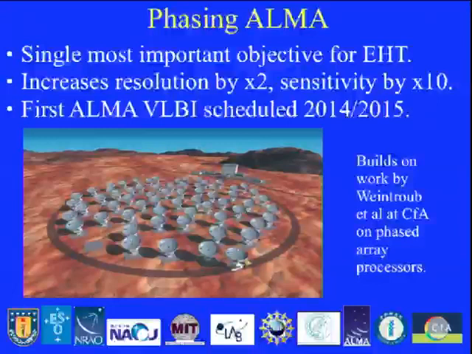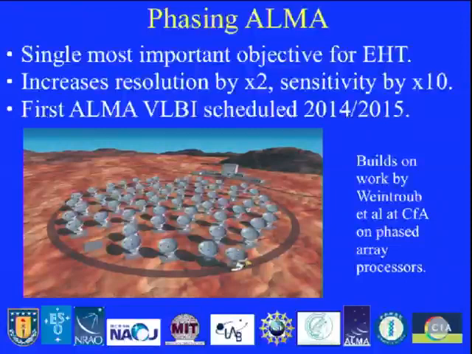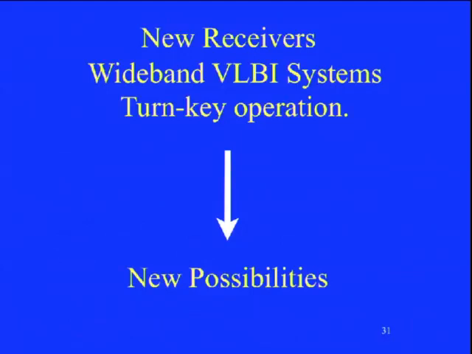So phasing ALMA is the most important objective right now for the Event Horizon Telescope. It increases our resolution because of the longer baselines by a factor of 2, but it really explodes the sensitivity by a factor of 10. And this builds on a lot of work by others, and we have an international collaboration that's going to phase all these telescopes together to give us an effective 85-meter dish high in the Atacama Desert. And new receivers that we're building, wideband VLBI systems, and the ability to turn VLBI on with the press of a button.